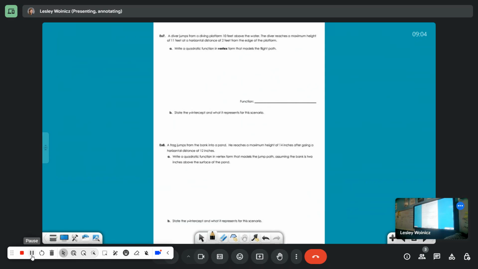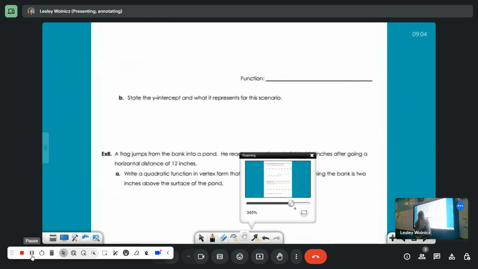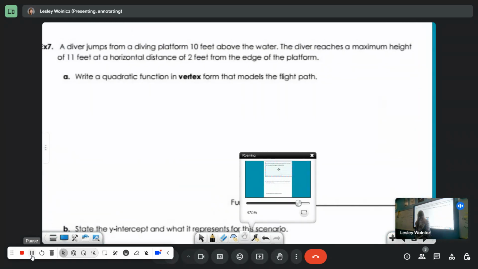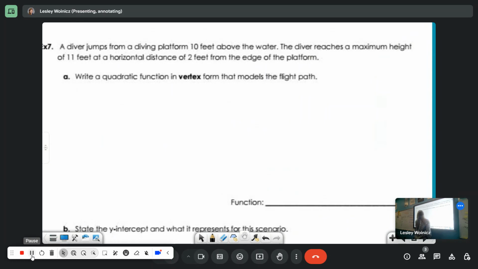All right, what about this? I have a diver that jumps from a platform 10 feet above the water. The diver reaches a maximum height of 11 feet at a horizontal distance of 2 feet from the edge of the platform. Okay, so I'm going to draw a picture.